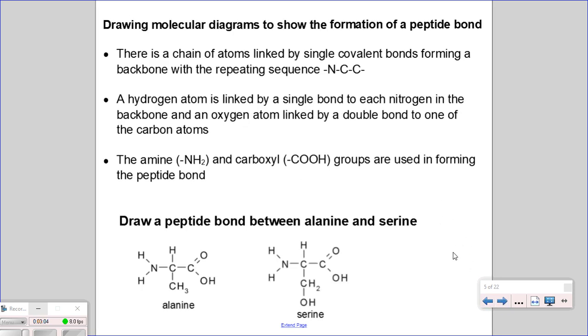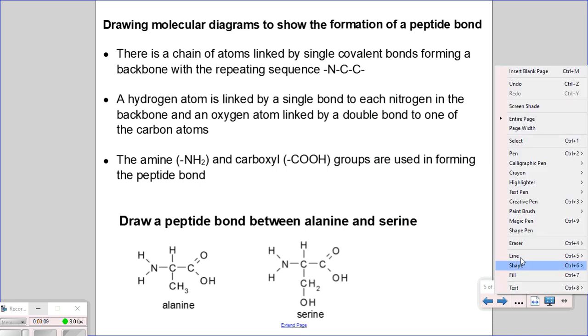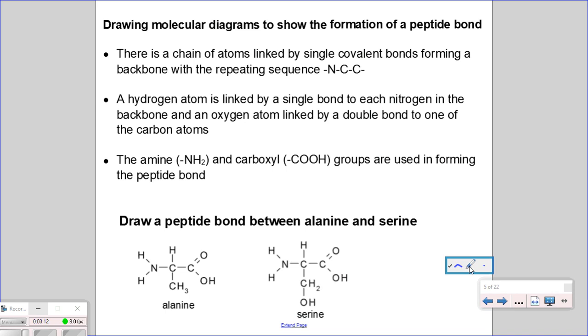So one of the things you'll be expected to do is to be able to draw a molecular diagram to show the formation of a peptide bond. So we'll just go through the steps here that you can use to create this drawing. There is a chain of atoms that's going to be linked together by a single covalent bond, forming a backbone with a repeating sequence of NCC. So you need to look for that NCC or create that NCC sequence to start with to create that backbone when creating that peptide bond.